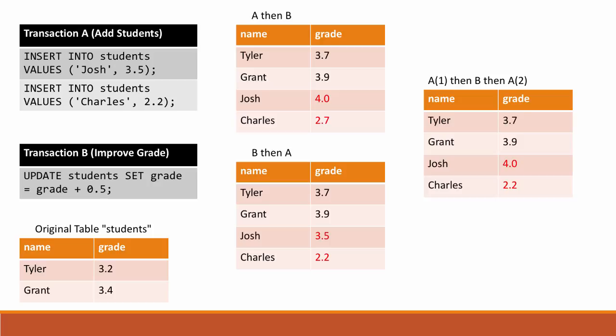What happens if we did part of A and then B and then part of the rest of A? So we have Tyler and Grant, and then we add Josh into the database. Yay, I get added in the database. And then we do transaction B. We update all of the students. So Tyler, Grant, and myself, grades went up. And then we finish transaction A by adding Charles in.